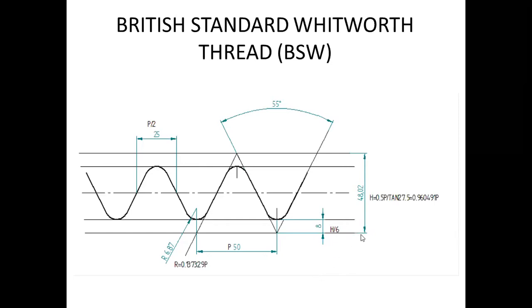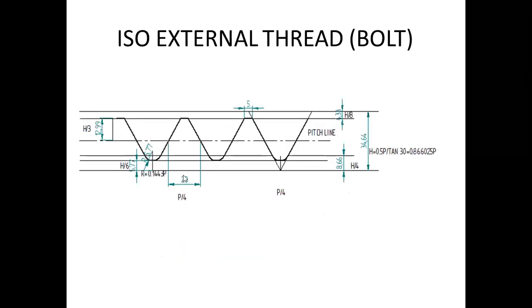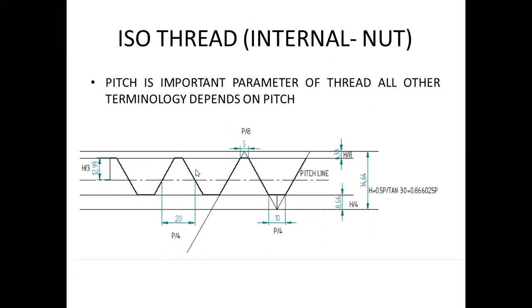Here, take down this formula for BSW thread. H is nothing but the depth of the thread. H is equal to 0.5 times P divided by tan 27.5. ISO thread also has the same formula, 0.5 times P divided by tan alpha. There alpha is nothing but, here you see that the angle is 60 here.